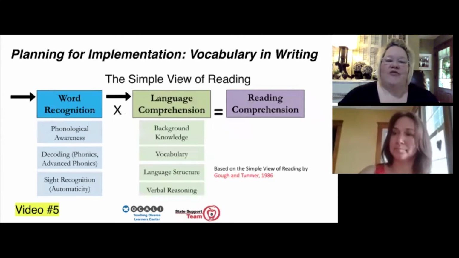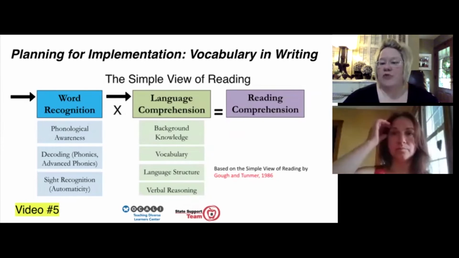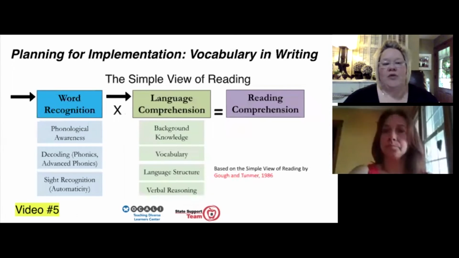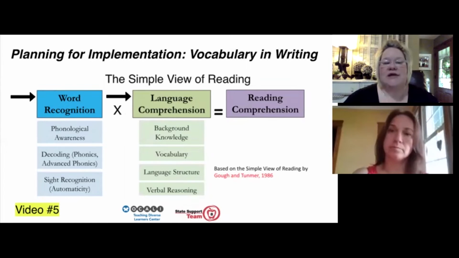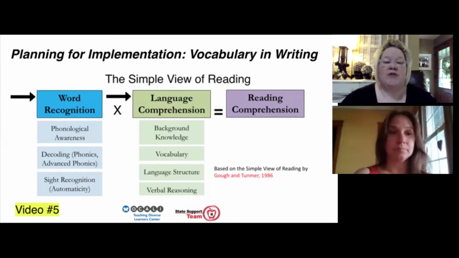When we think about the simple view of reading, there are skill sets here that also contribute to writing, of course. Within word recognition, there are foundational skills in phonological awareness and phonics that for sure are going to come into play as we apply those skills that before we were applying to reading, and now we're going to take those skills and kind of reverse them and apply them to writing. So for sure, word recognition and sound symbol specific skills will be part of this.